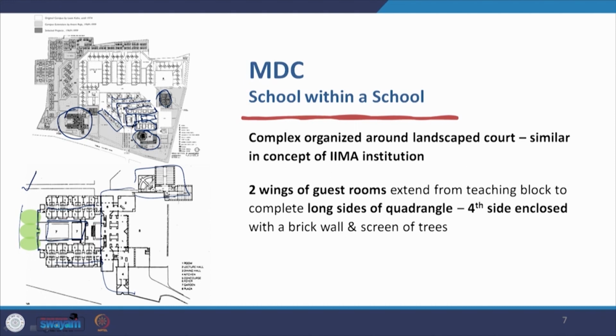Now, please remember what I told you in the last lecture, that the Louis Kahn Plaza, though not having a wall as the fourth side, does have the trees at a distance that in a sense visually complete the quadrangle or the court. Here in the case of the MDC, it happens practically, that means there are walls provided at the edge and the trees which are behind it.